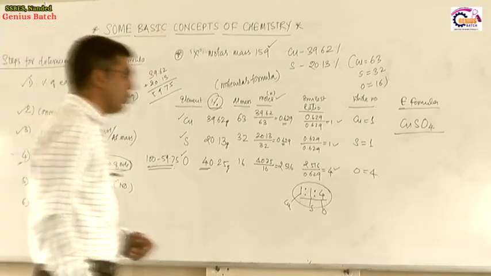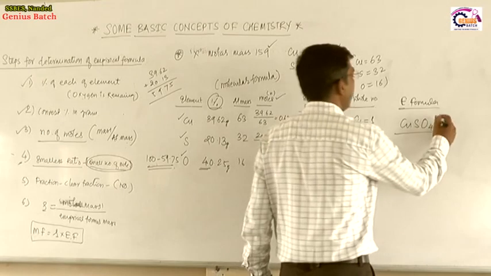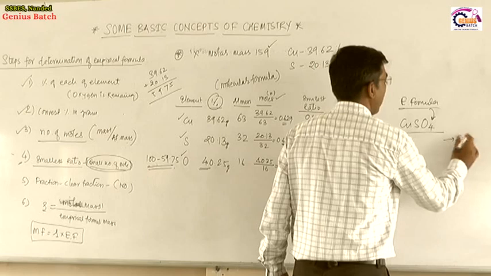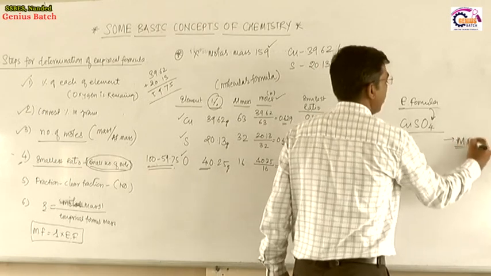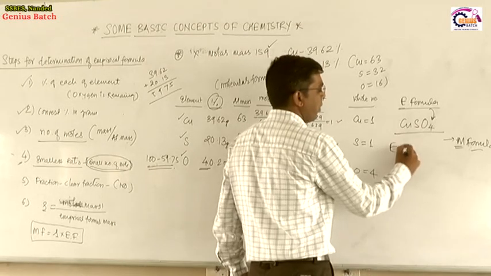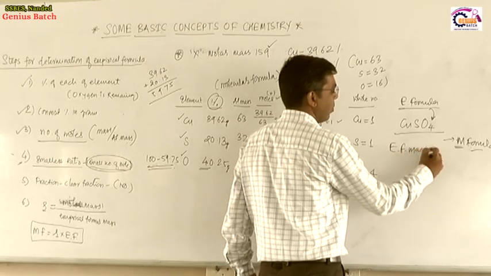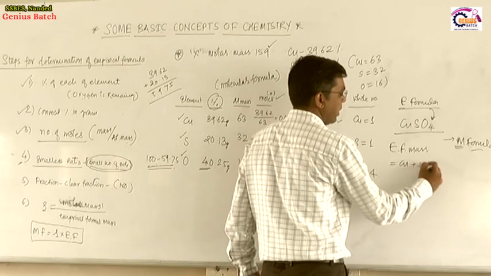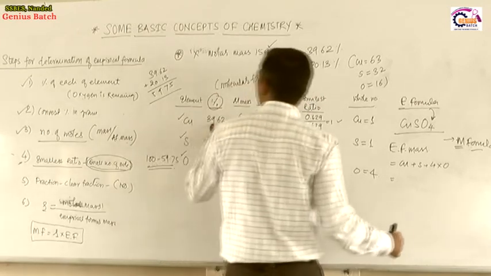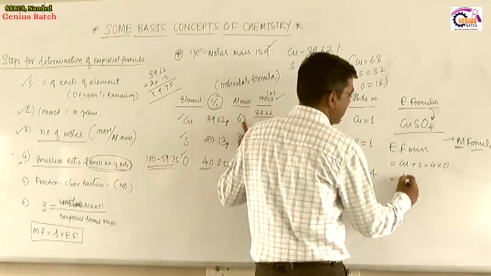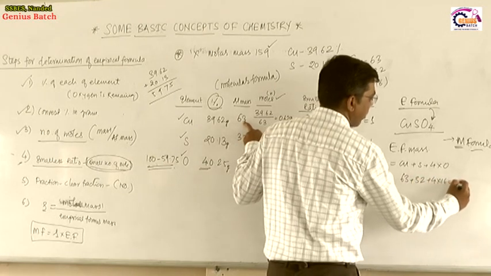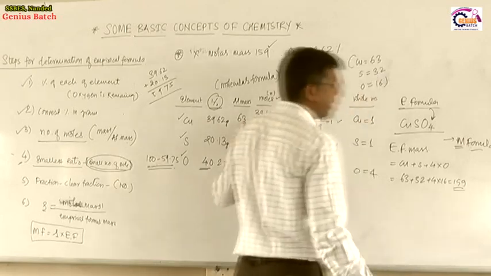This is CuSO4. Now from this empirical formula, we have to determine the molecular formula of that compound. For that, the empirical formula mass is calculated: Cu plus S plus 4 into oxygen. The atomic weight of copper is 63, sulfur 32, 4 into 16, and this value comes to be 159.